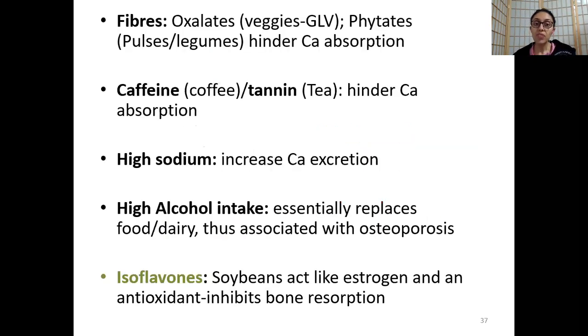All right, then you have the anti-nutritional factors or nutrients which hinder calcium absorption. So the first one being your fibers such as your oxalates and your phytates. Oxalates are present in your veggies such as your green leafy veggies like kale, spinach. Although they are high in calcium, they have high oxalate.